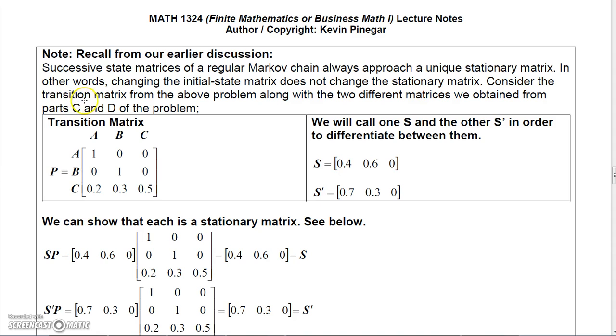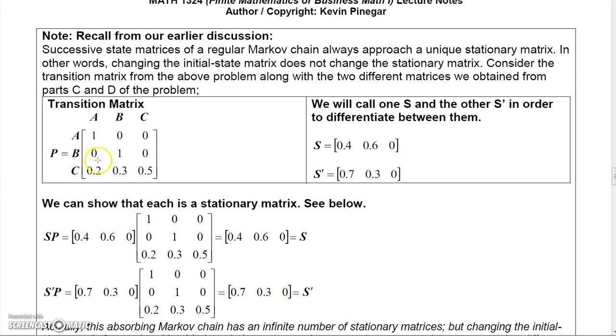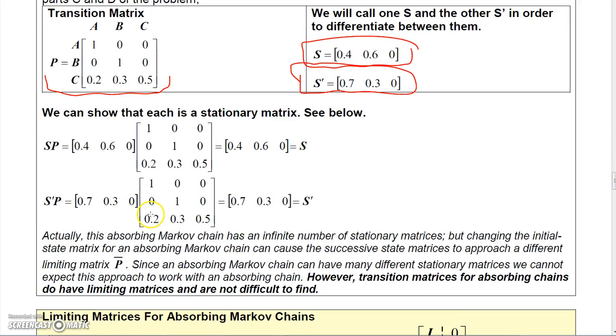So consider the transition matrix from the above problem, along with two different matrices we obtained from parts C and D of the problem. So remember, this was our transition matrix, and we actually had two different state matrices here, S = [.4 .6 0] and another we'll call S prime = [.7 .3 0]. Okay, let's see what happens.